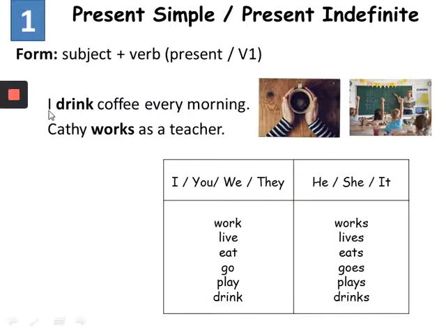Over here is the pronoun, verb, object; subject, verb, object. Again, with the pronouns I, you, we, and they, we use the verb in its base form, whereas with he, she, and it, we use the verb in its S form. Okay?